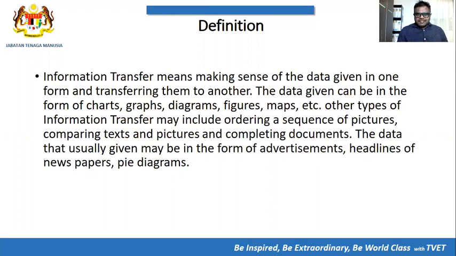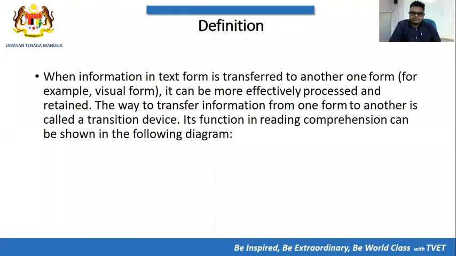Okay, students, let's look at another definition. We are still under definition. When information in text form is transferred to another form, for example, visual form, it can be more effectively processed and retained. The way to transfer information from one form to another is called a transition device. Its function in reading comprehension can be shown in the following diagrams.